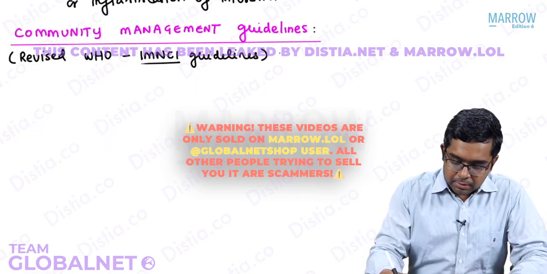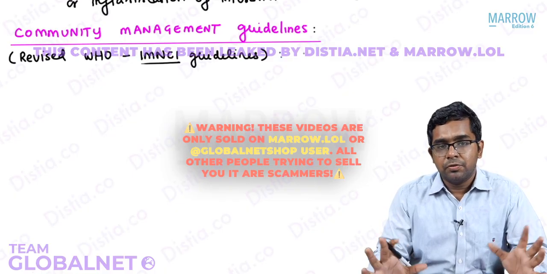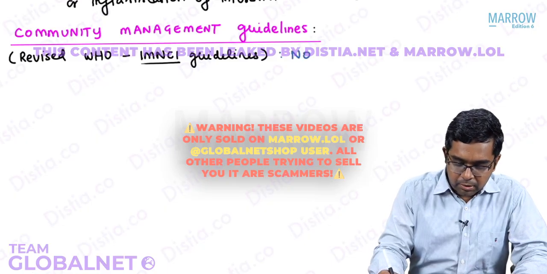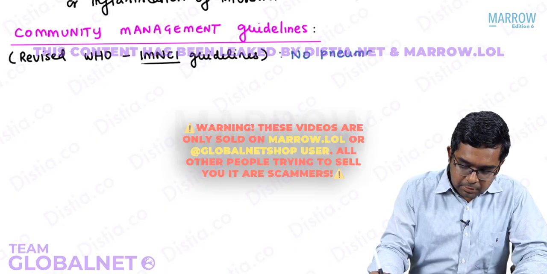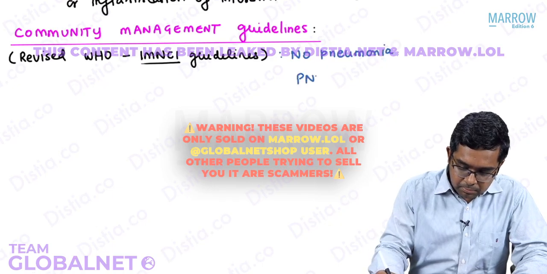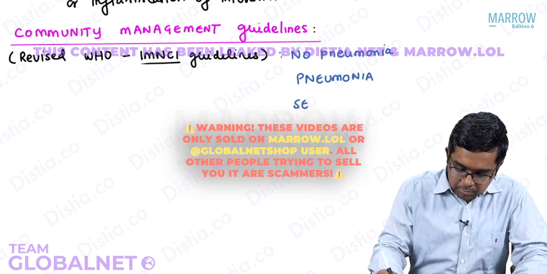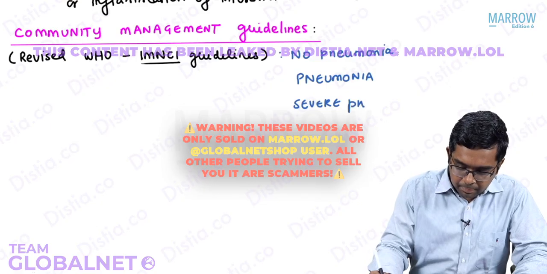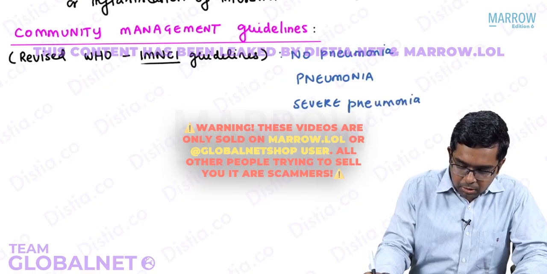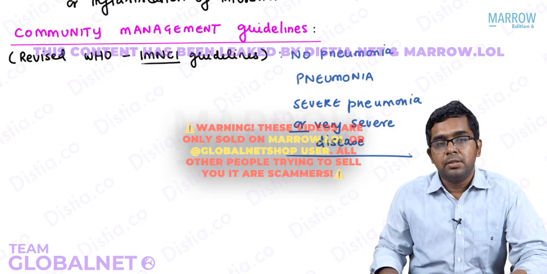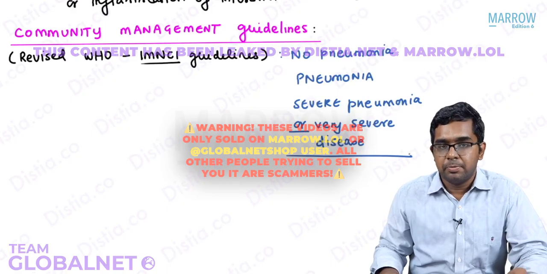According to this, any child with symptoms suggestive of pneumonia or conditions related to the respiratory tract, we will divide into 3 categories. One is no pneumonia. Second is just pneumonia. The third category is severe pneumonia, also called very severe disease. Let us see in detail the features of each of these categories and their management.